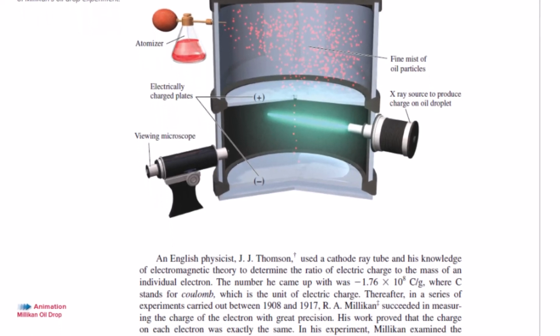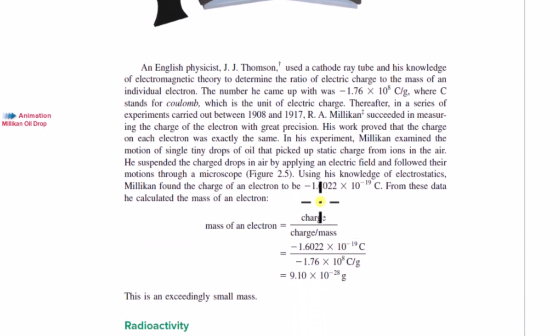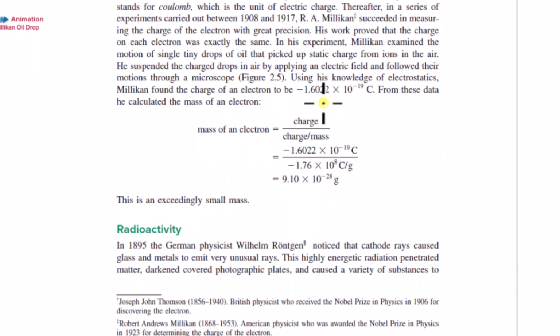So Millikan found the charge on the electron to be minus 1.6022 times 10 to the minus 19 coulombs. And with this, you could use that charge to mass ratio to get the mass of the electron: 9.1 times 10 to the minus 28 grams. This is an exceedingly small mass. So that's the history of the discovery of the electron and the electron's fundamental properties, the charge on the electron and the mass of the electron.